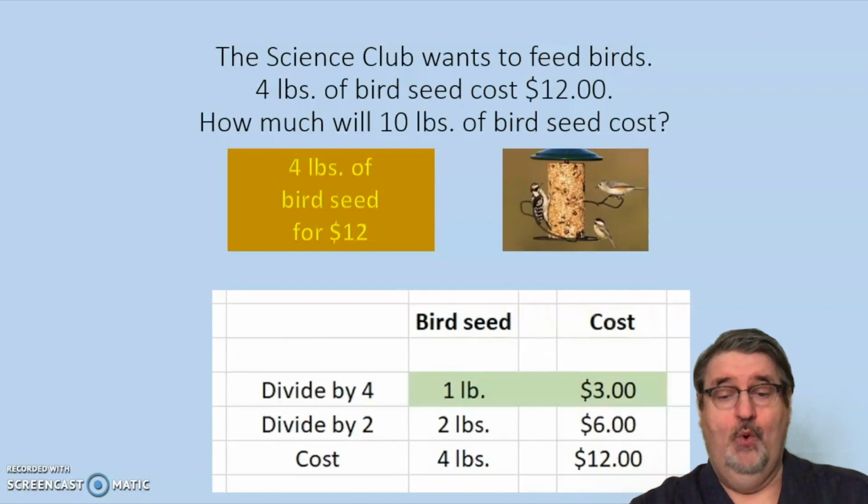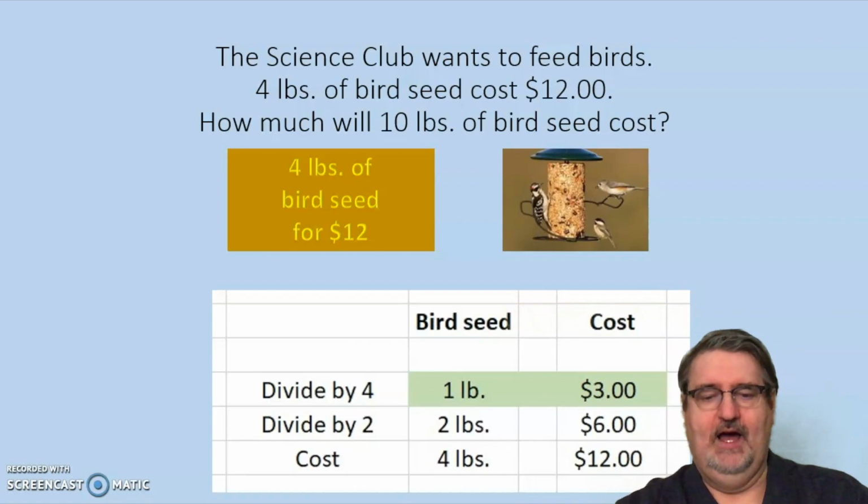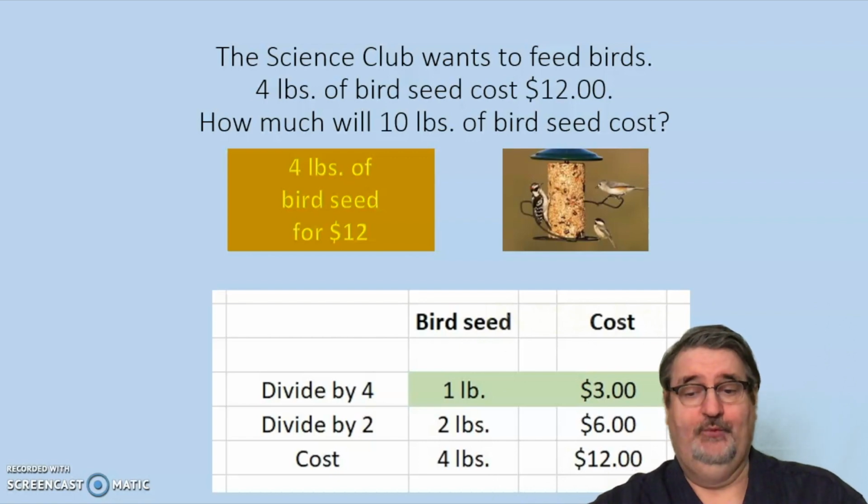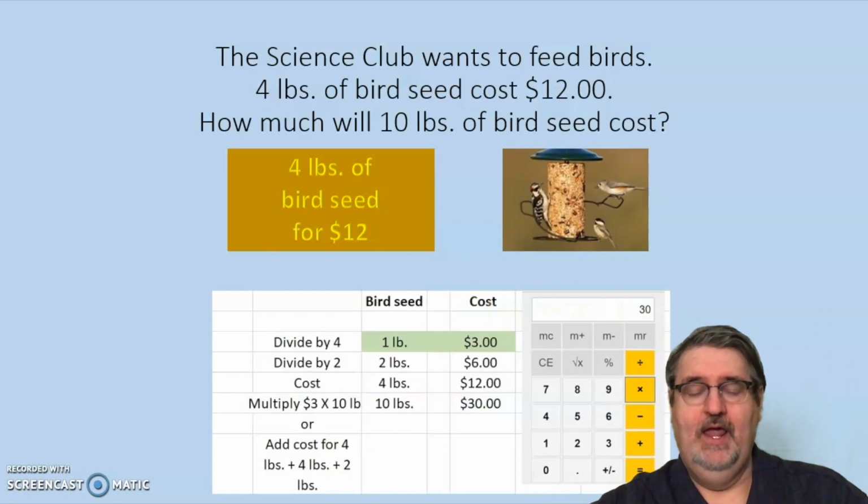We can divide by 4 and find that 1 pound, there's a unit, equals $3. Now that we know that, we're trying to find out how much 10 pounds costs. So we're going to multiply the unit rate of $3 times the 10, and we come up with $30.